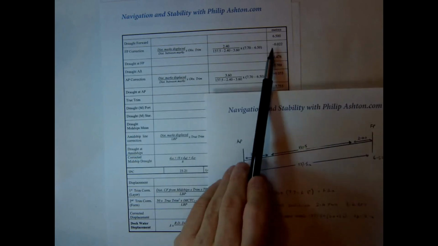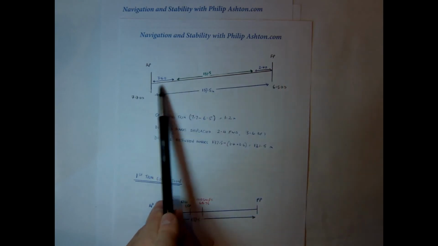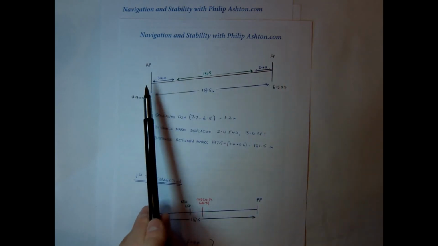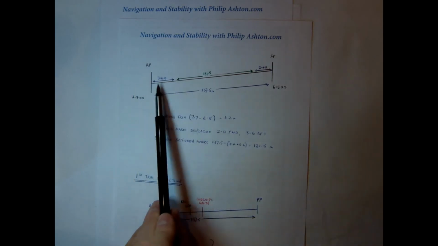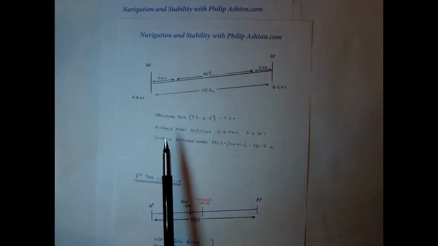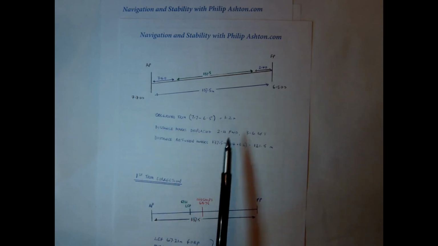Now hopefully you can see that when we're taking our displaced value forward to the forward perpendicular, we would have to minus the correction because it's going to get less. With the after one, it's going to increase the draft, so we would add the correction there. So hopefully you can see when it's in that position, that's what we'd do. So the observed trim is 7.7 minus 6.5, 1.2.